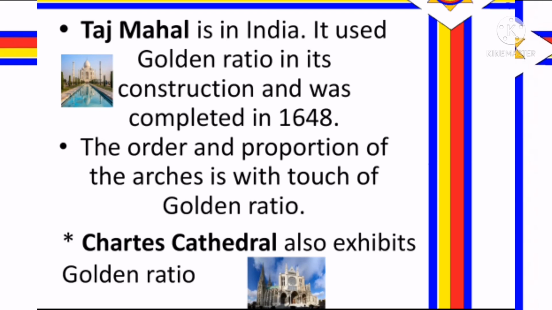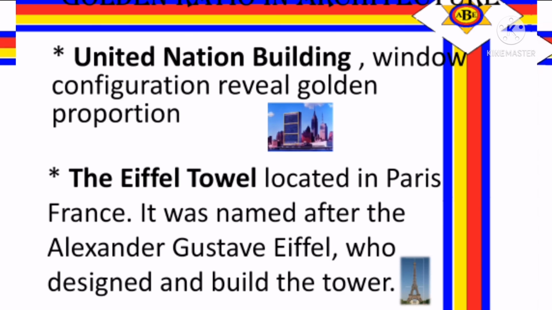Next is the Taj Mahal. Taj Mahal is in India. It used the golden ratio in its construction and was completed in 1648. The order and proportion of the arches is with thirds of the golden ratio. Chartres Cathedral also exhibits the golden ratio. It's just like with the Notre Dame. Next, we have the United Nations Building. The United Nations Building has a golden proportion. It is configured in the window.